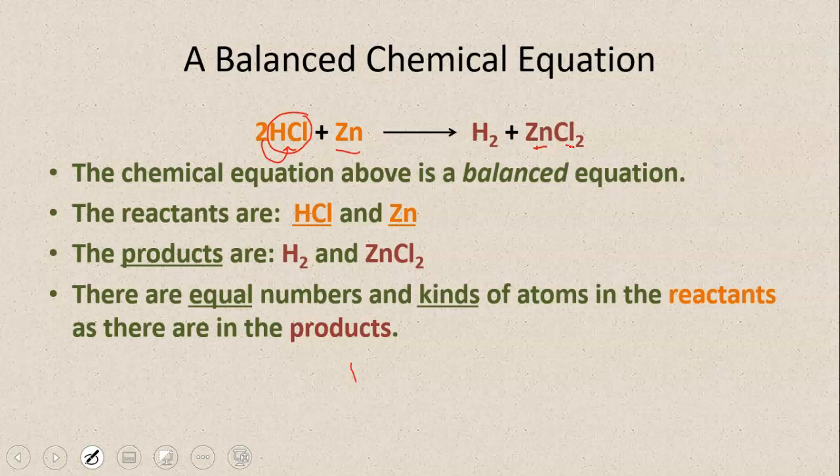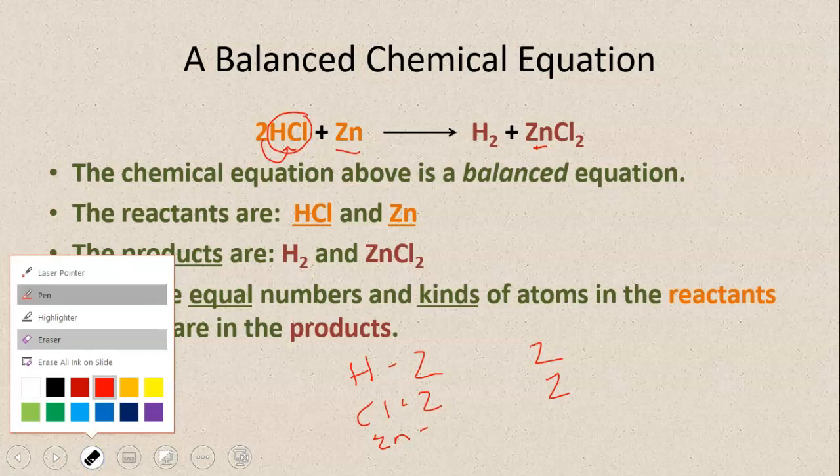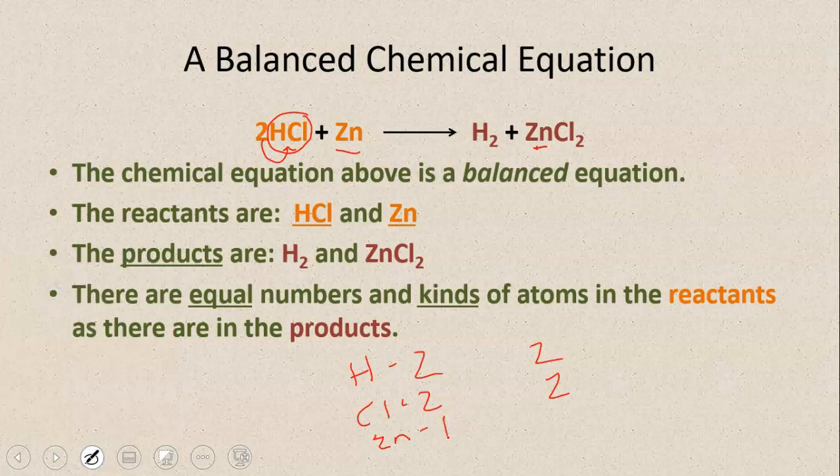So, ladies and gentlemen, for hydrogen, we have 2 on one side, 2 on the other side. For chlorine, we have 2 on the reactant side, we have 2 on the product side. And for zinc, we have 2 on the reactant side and 2, no, excuse me, I am so sorry. We do not have 2 on each side there. We have 1 on each side. We have 1 and we have 1. Here's our 1, here's our 1.